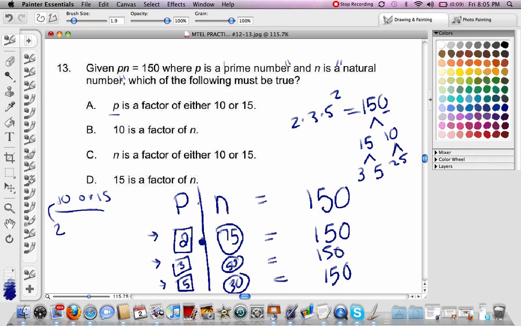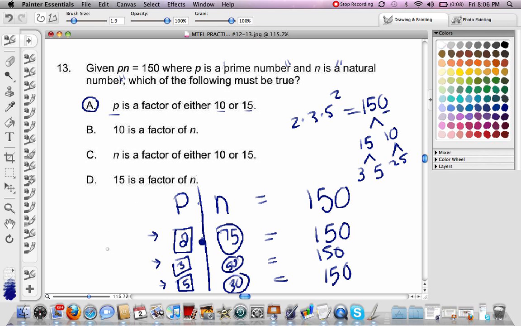2 goes into 10, that works. 3 is a factor of 15. And 5 goes into both 10 and 15. So A is the correct answer. Now, let's just make sure we're 100% on that. We know that A is the correct answer because the prime number P could either be a 2, a 3, or a 5, and these are all factors of either 10 or 15. Now B: 10 is a factor of N.